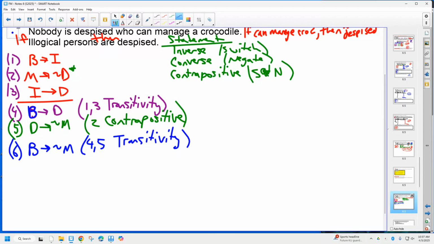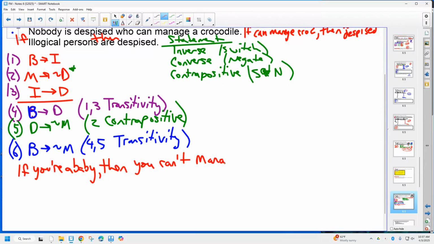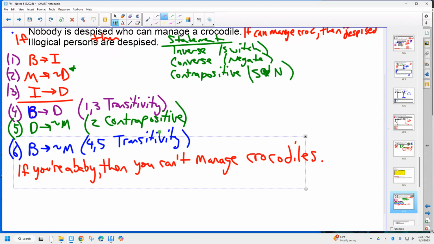Think about what that says. If you're a baby, then you can't manage crocodiles. That's kind of a weird thing to say. Let's condense that. Let's make that easier to read in the English language. We might say babies can't manage crocodiles.